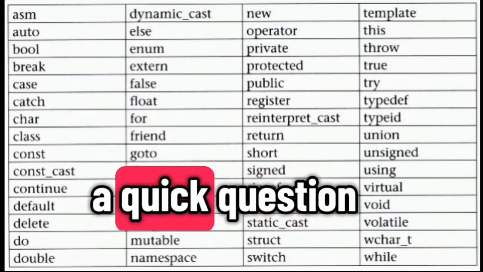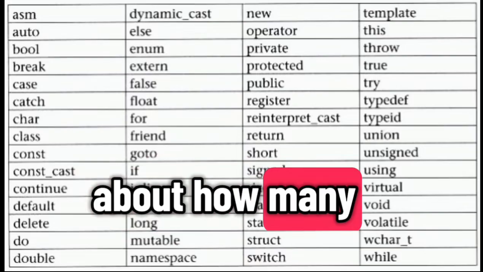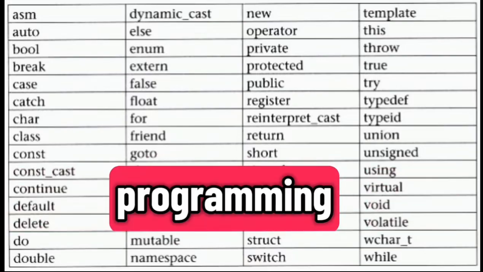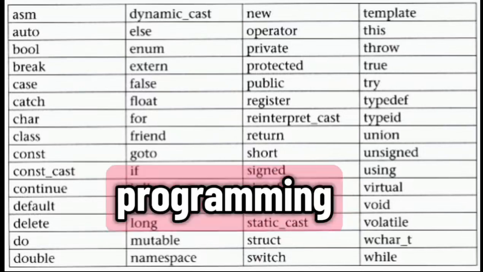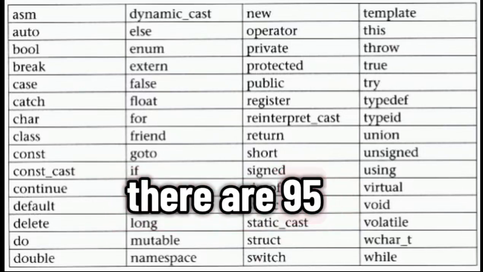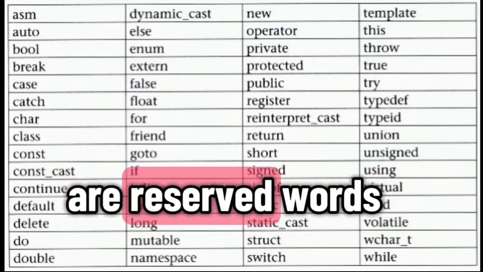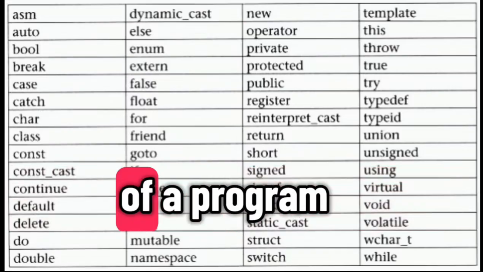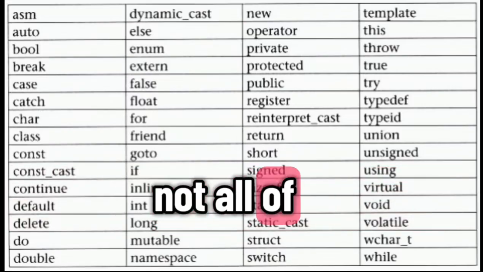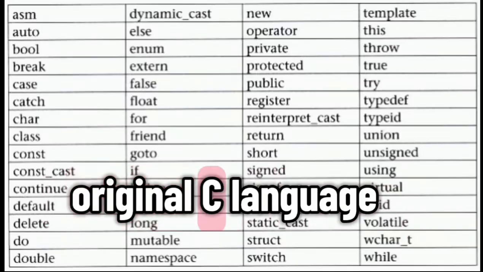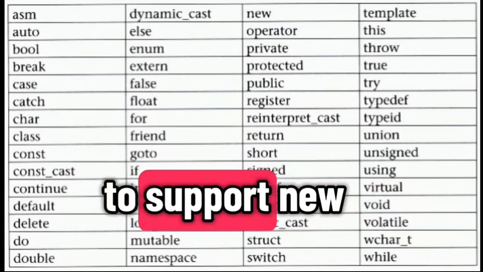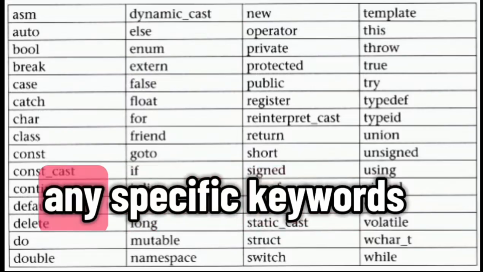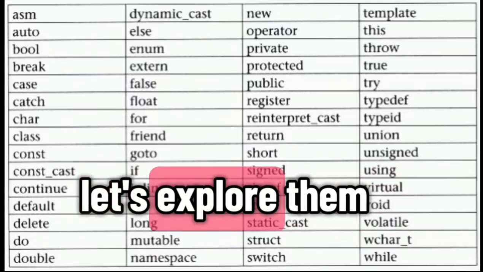Can I have a quick question about how many keywords currently we have in modern C++ programming? In modern C++ programming, there are 95 keywords. These keywords are reserved words with specific meanings that define the structure and functionality of a program. Not all of these keywords were present in the original C language. Many were added to support new features in C++. If you'd like to dive into any specific keywords, let's explore them together.